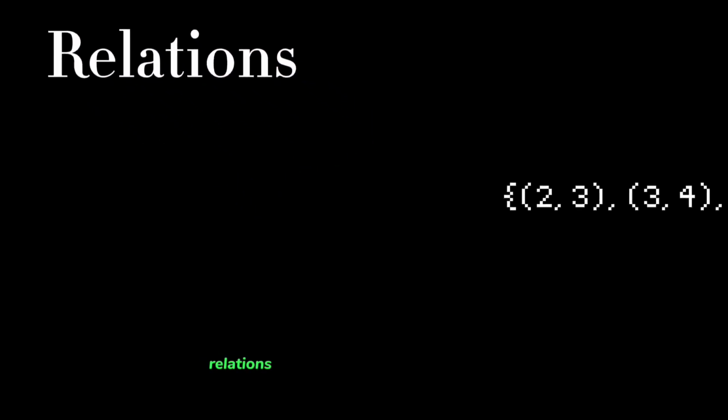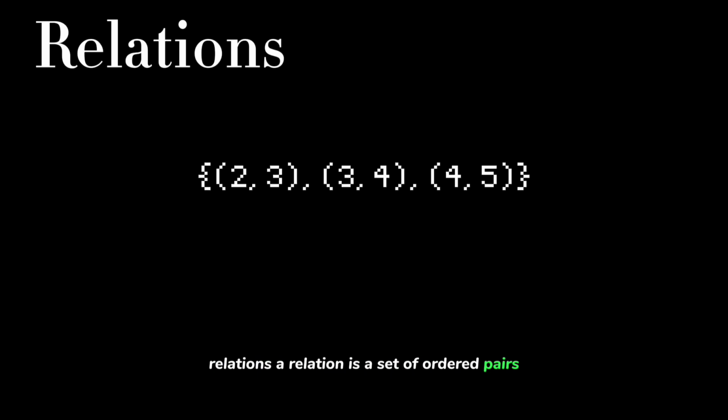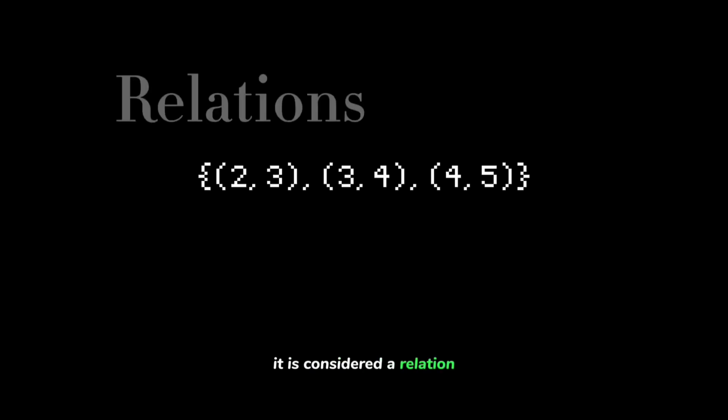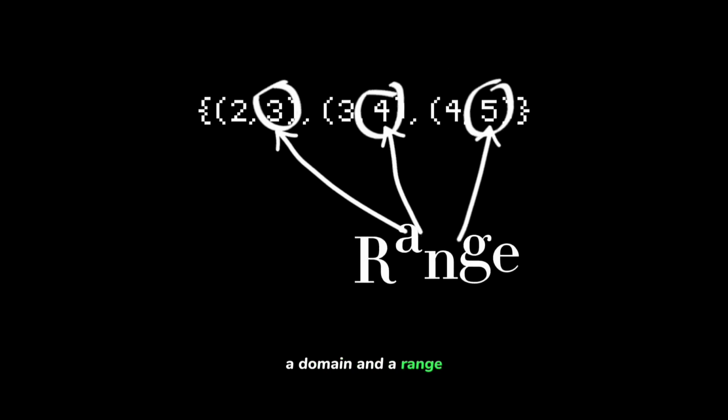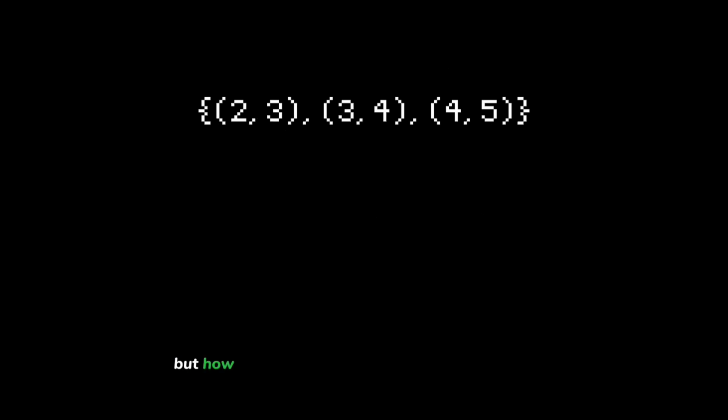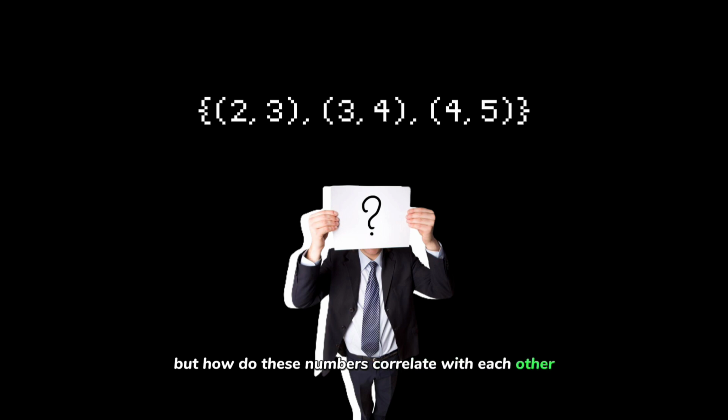Relations. A relation is a set of ordered pairs or a table of ordered pairs. As long as those ordered pairs show a correlation, it is considered a relation. A relation consists of two things, a domain and a range. But how do these numbers correlate with each other?